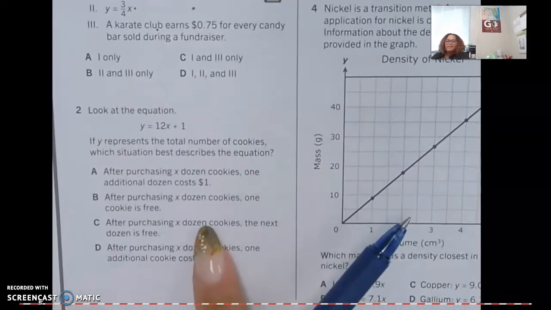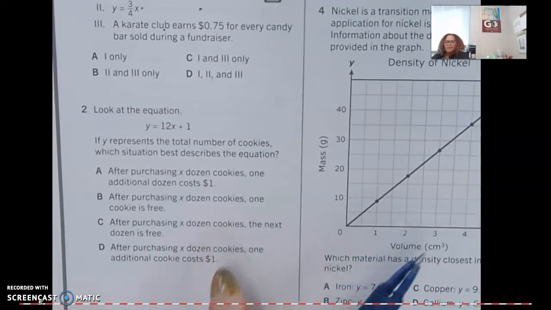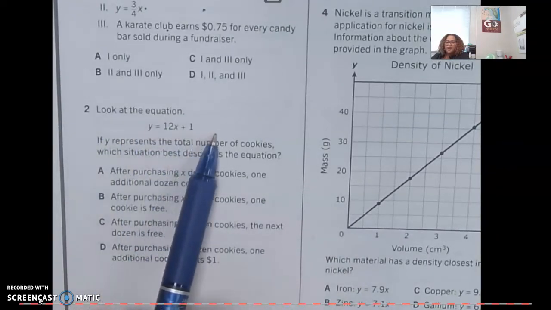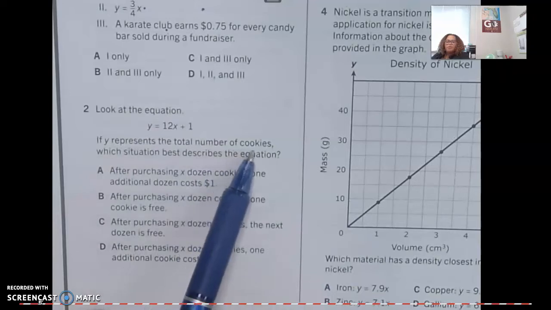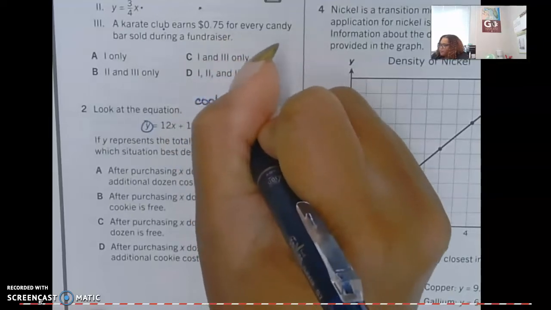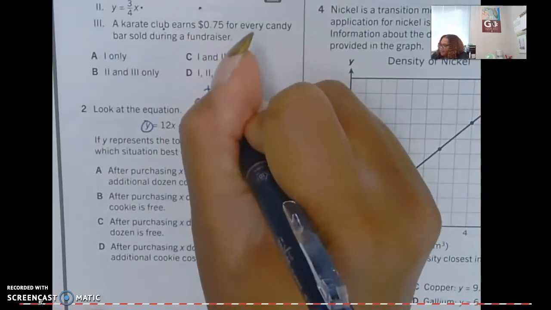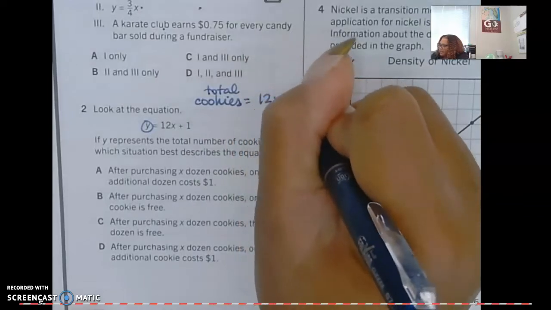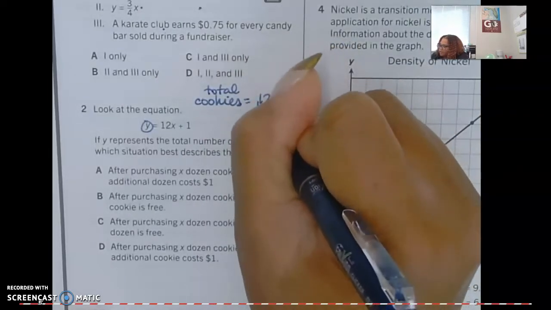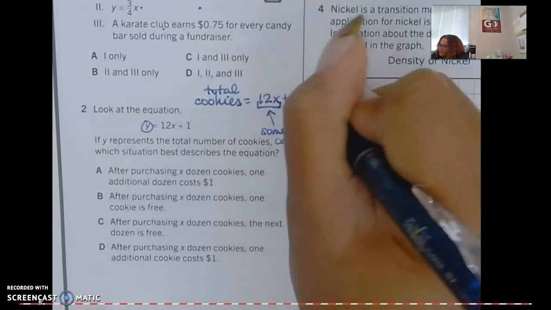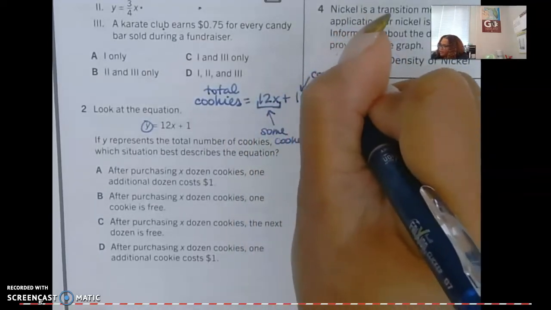Number 2, I'm giving this one to you in Skyward because it's kind of confusing. But it says, look at the equation. It says y equals 12x plus 1. If y represents the total number of cookies, which situation best describes the equation? So y is cookies. Total cookies equals 12 times something plus 1 more cookie. So this is some cookies. And this is 1 more cookie.